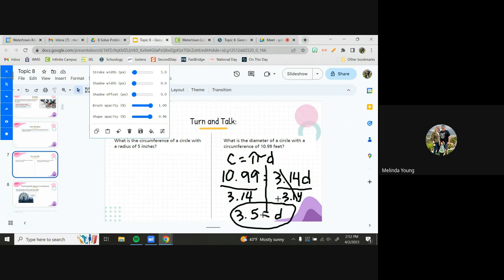Okay. So again, same thing. You're using the same formula. You're just plugging in different information that you might know. So in this case, they gave you the circumference. You plug that in for C. You know pi is always 3.14 unless they tell you differently. And then you just divide to figure out the diameter.